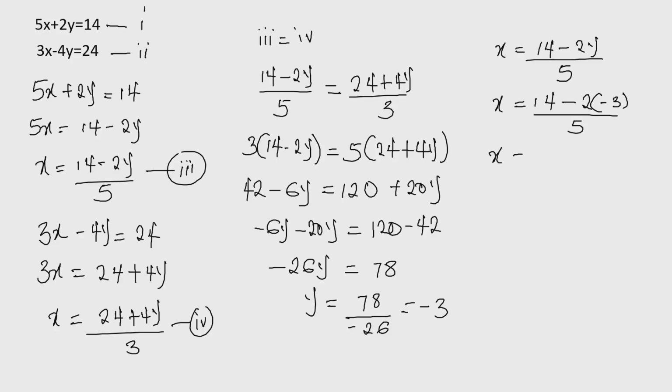Then x will now be 14 plus 6 divided by 5. Then x will be 20 divided by 5. Then x is equal to 4. So therefore, the value of x is 4 and the value of y is minus 3. So this is another way of solving simultaneous equations.